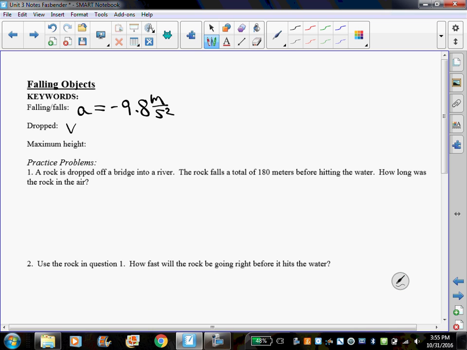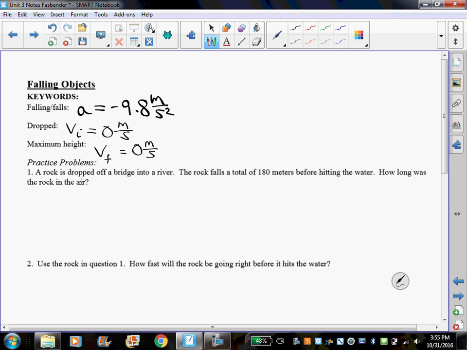Something being dropped tells us that we've got an initial velocity of 0 meters per second. And when we have something reaching its maximum height, we know that the final velocity of that object is going to be 0 meters per second. Because when something is thrown up into the air, at the very moment it's at the peak of its motion, it briefly stops and then falls back in the other direction. So let's do some practice problems to show this.